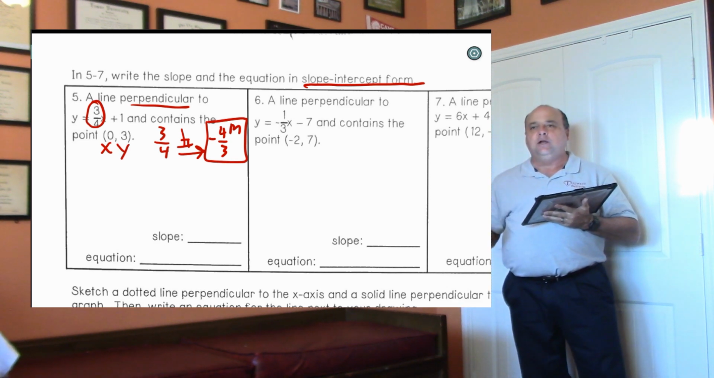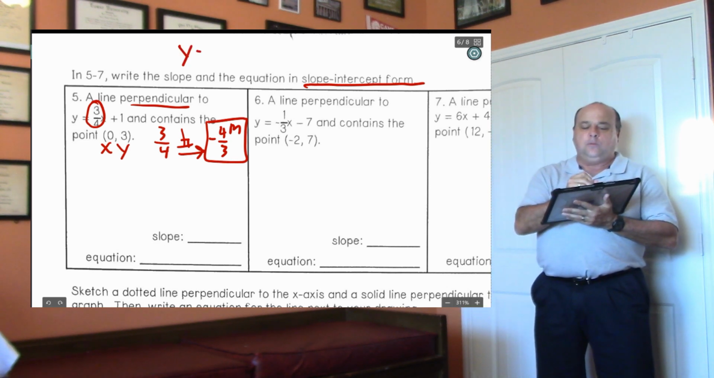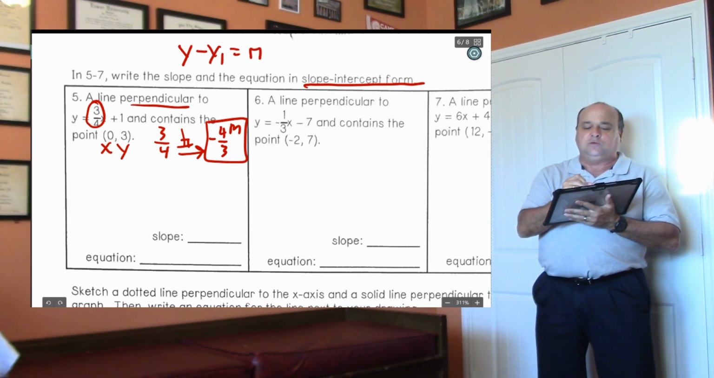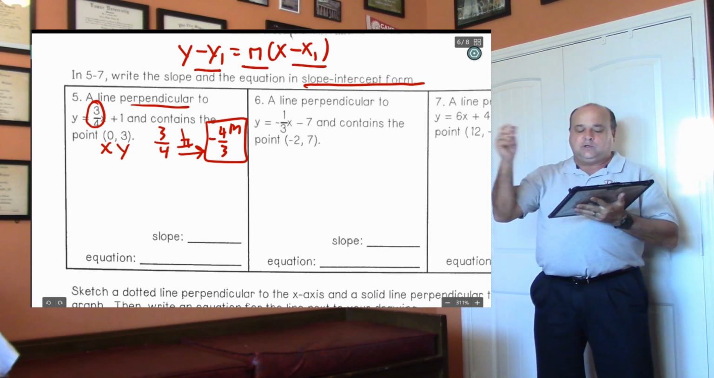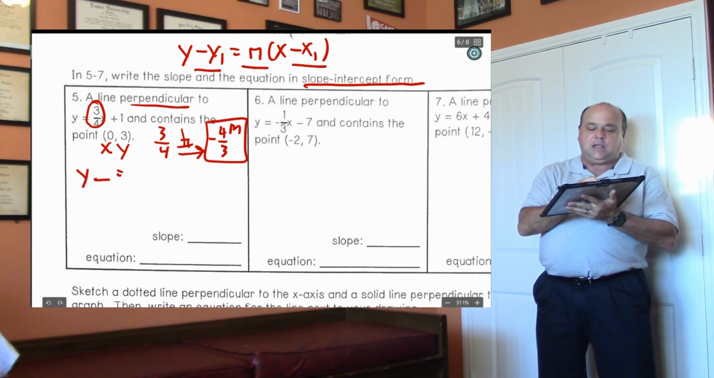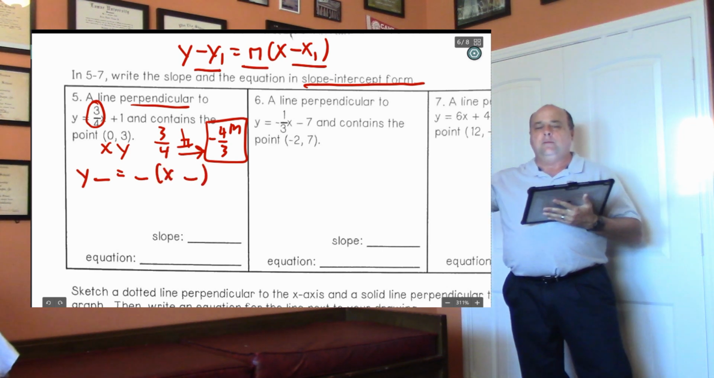Now then we're going to plug into point slope. Remember, point slope is y minus y1 equals m parentheses x minus x1. So we're going to fill in here, here, and here, aren't we? So let's write that down. Y blank equals blank parentheses x blank. We need to plug 3 numbers in.